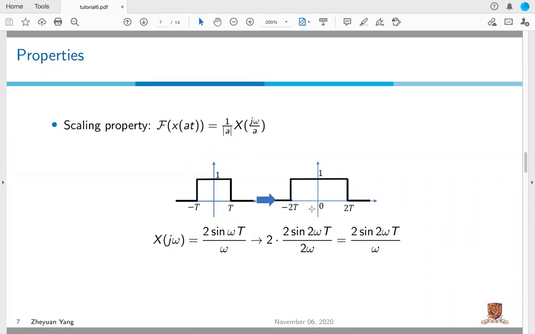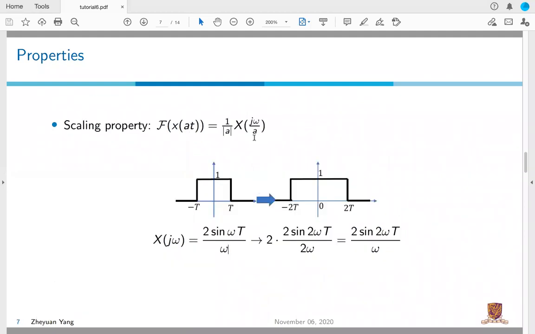So for the Fourier transform of our new signal, we use A equal to half. And since we know the original Fourier transform, we can quickly write the Fourier transform of the new signal by substituting A equal to half. But we need to check that for each omega, we need to change it into 2 omega. So the final result will be 2 sin(2 omega T) divided by omega. You may miss this 2 here because omega is in the denominator. When you change X(j omega) to X(j omega divided by A), which is j 2 omega, you not only need to change the omega in the sine part, but also in the denominator part. So you can get the final result.